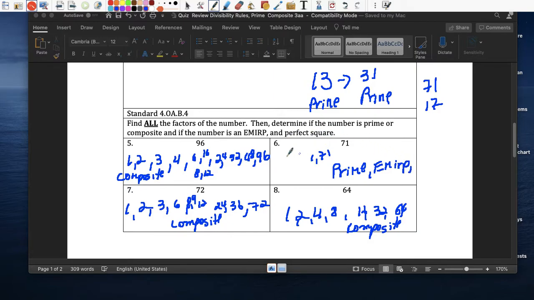And perfect square: is it 96, 72, 71, or 64, a perfect square? The only perfect square here would be 64. So this one is also a perfect square. Why is 64 a perfect square? Because 8 times 8. So 64 is a perfect square. Okay.